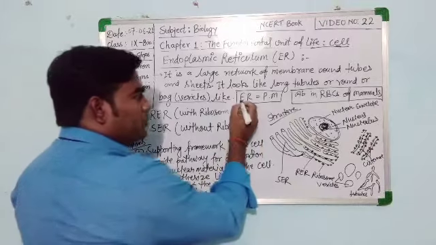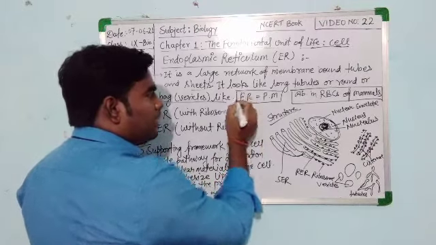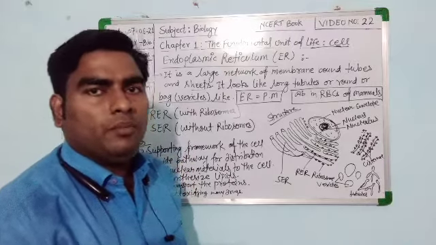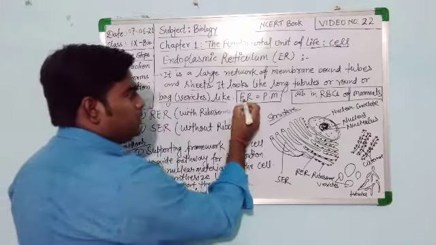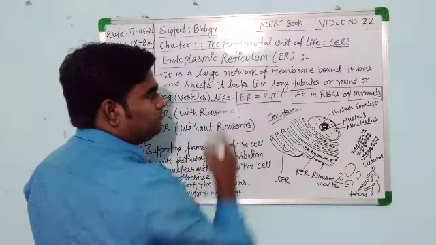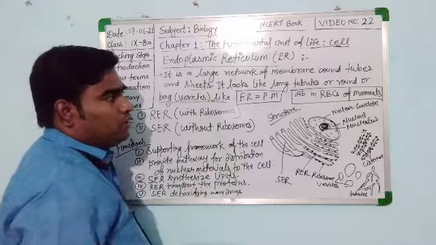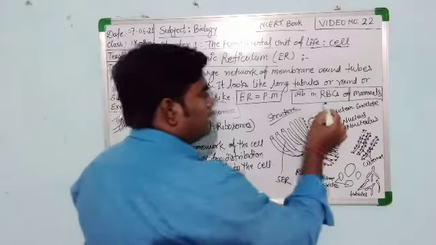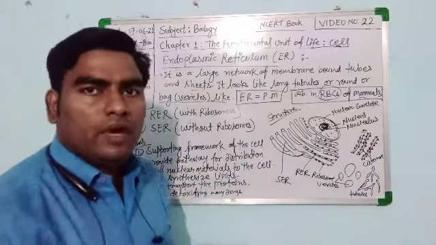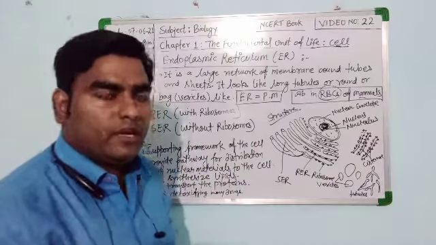The endoplasmic reticulum membrane is similar to the membrane of the plasma membrane. Endoplasmic reticulum is absent in the red blood cells of mammals. RBCs of mammals do not have endoplasmic reticulum.